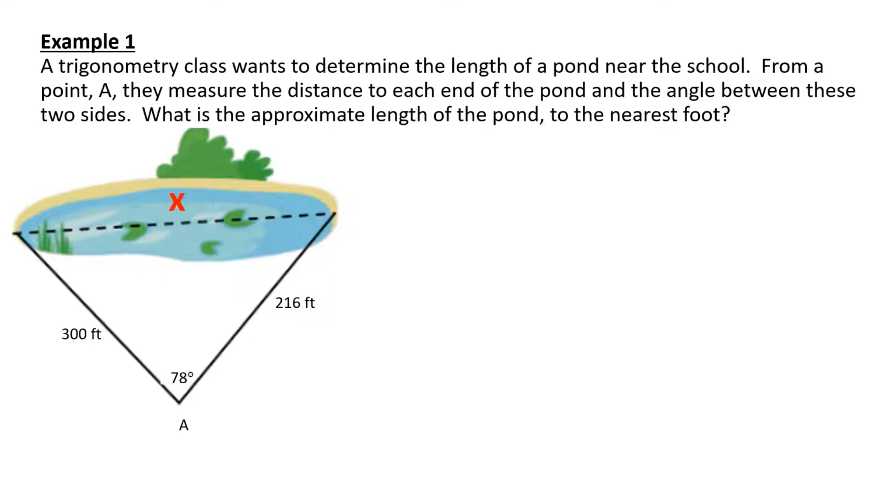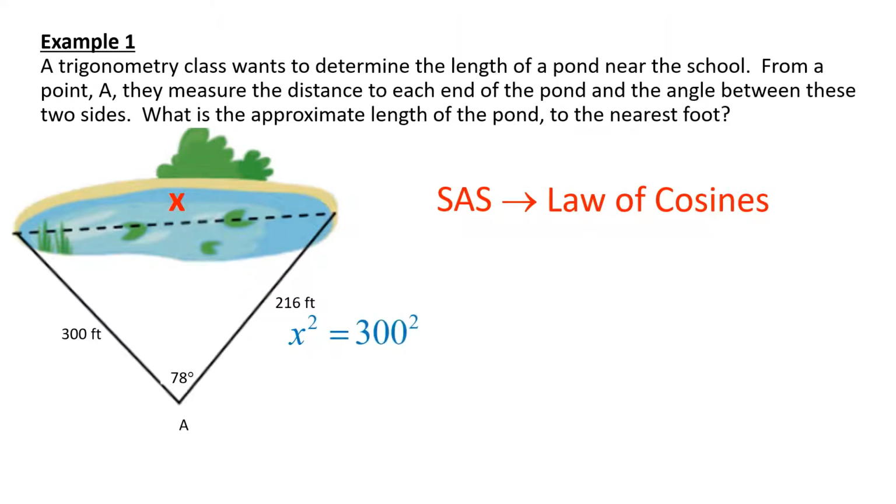And now we have a situation that's given side angle side. For that, we will use the law of cosines. We want to find side x, so I will start with x squared equals one of the sides squared plus the other side squared minus 2 times the product of the other two sides times the cosine of 78 degrees.